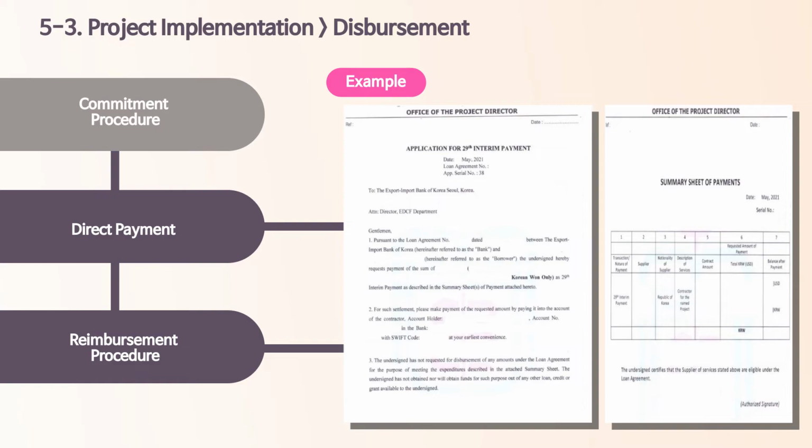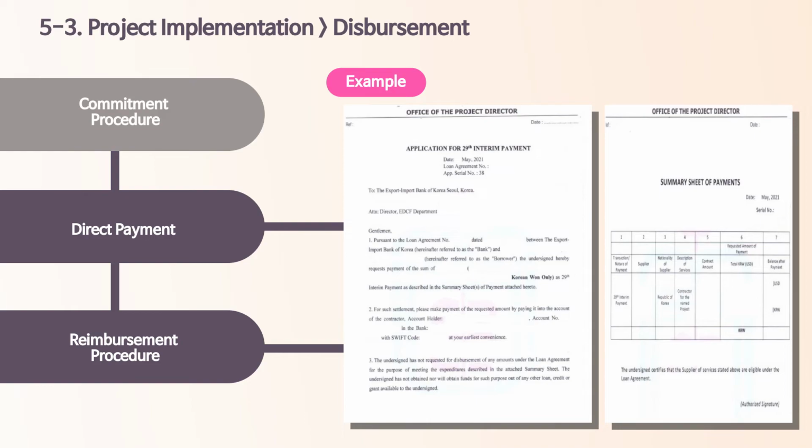Summary sheet is attached to the application for payment. It includes various information on the disbursement, for example, whether the disbursement is for the consultant or supplier, description of goods and services provided, date and amount of payment, and the nature of payment. That is, whether it's a down payment, installment payment, or the final payment in full settlement, just like the application for payment. Summary sheet needs to be signed by the authorized signatory.